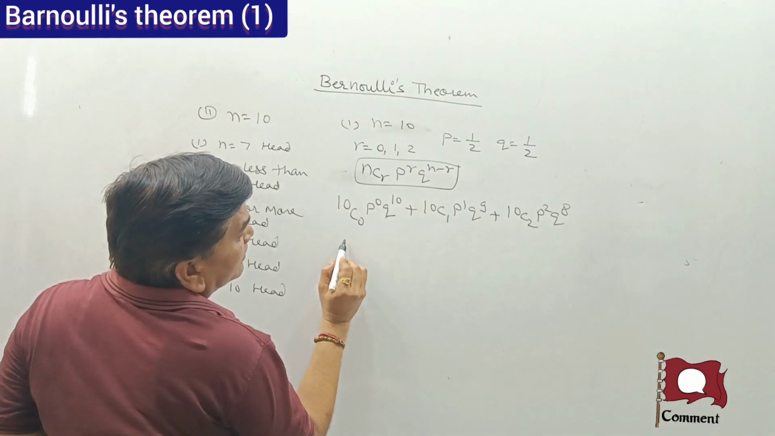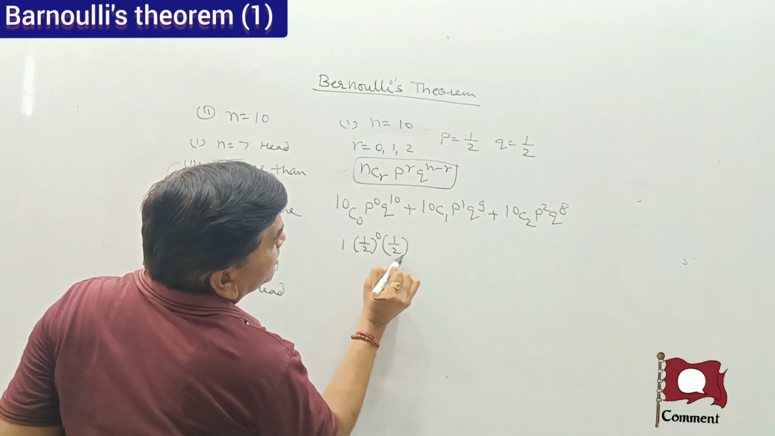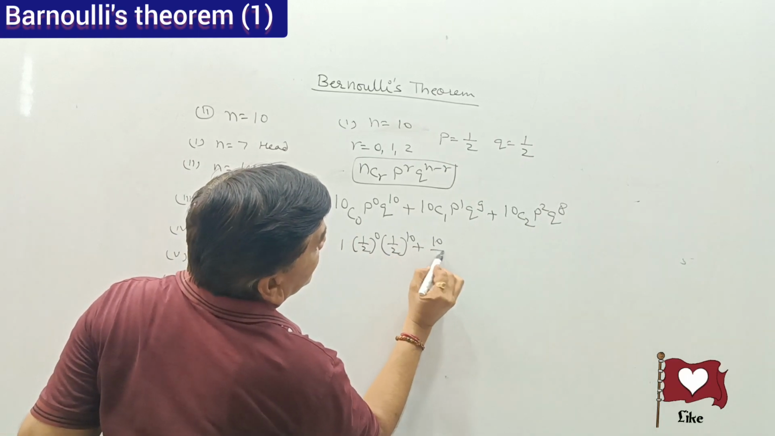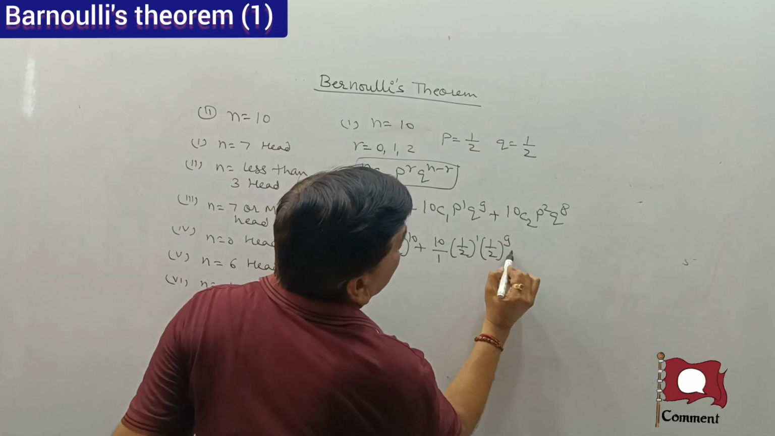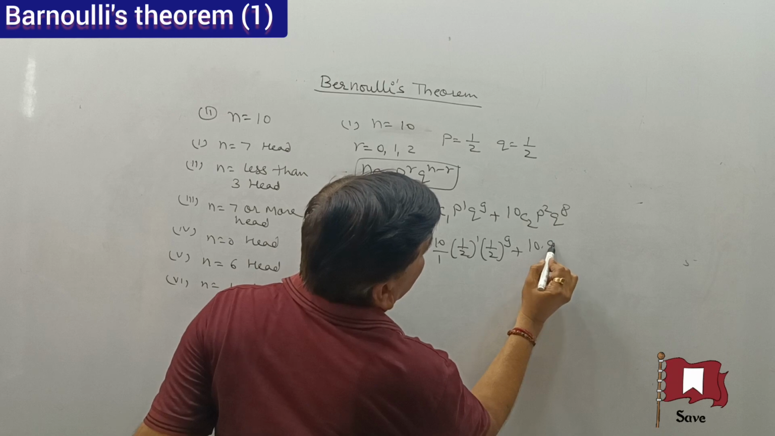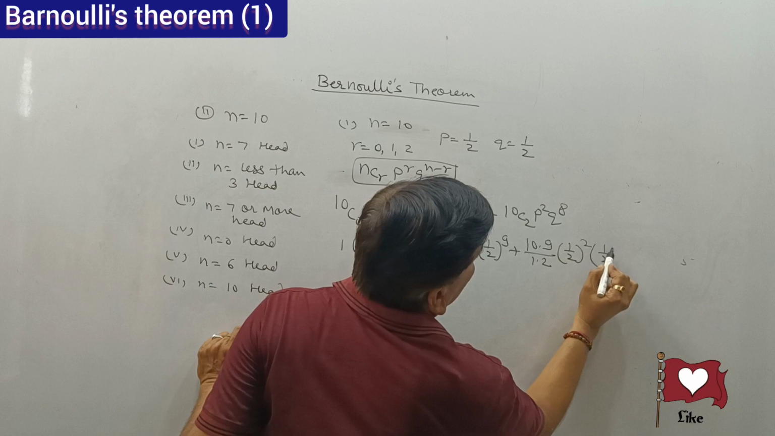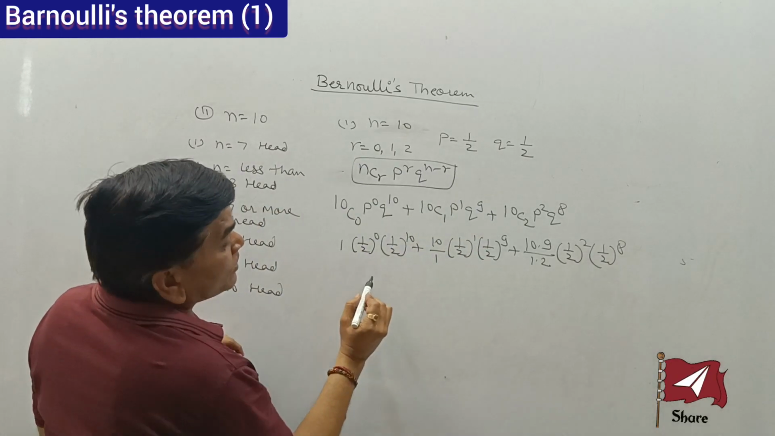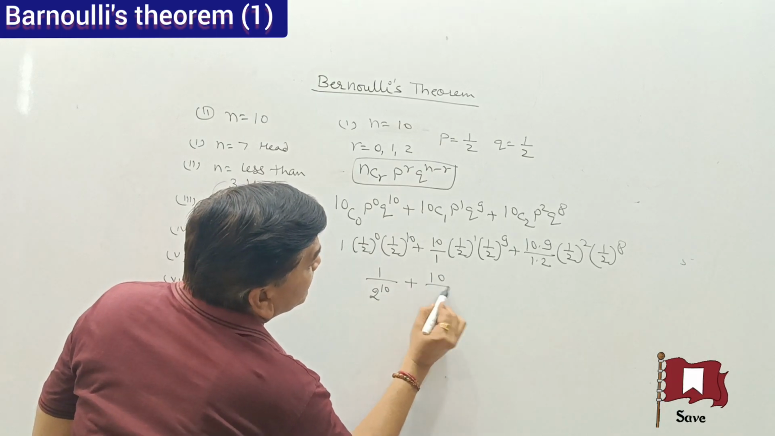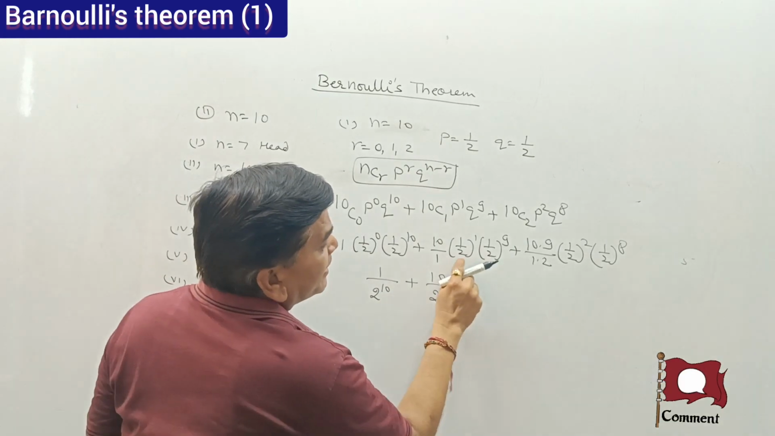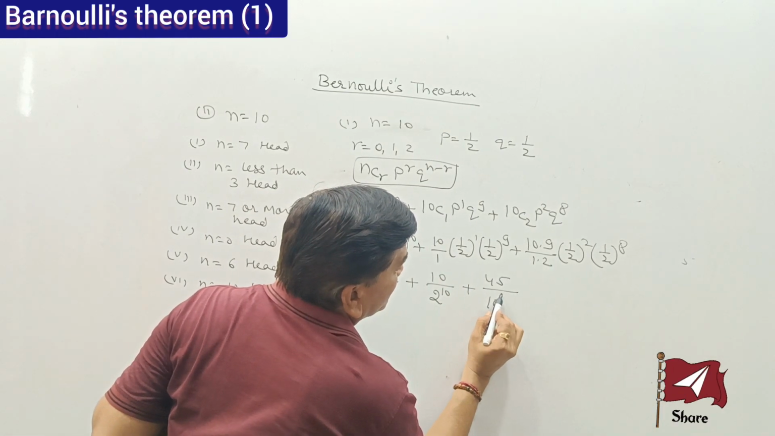So this is 1 by 2 raised to power 0, 1 by 2 raised to power 10, plus 10 divided by 1, 1 by 2 raised to power 1, 1 by 2 raised to power 9, plus 10 multiply 9 divided by 1 multiply 2, 1 by 2 raised to power 2 and 1 by 2 raised to power 8. So this is 1 upon 2 raised to power 10, plus 10 upon 2 raised to power 10, because 9 and 1 make 10, and plus 45 divided by 2 raised to power 10.